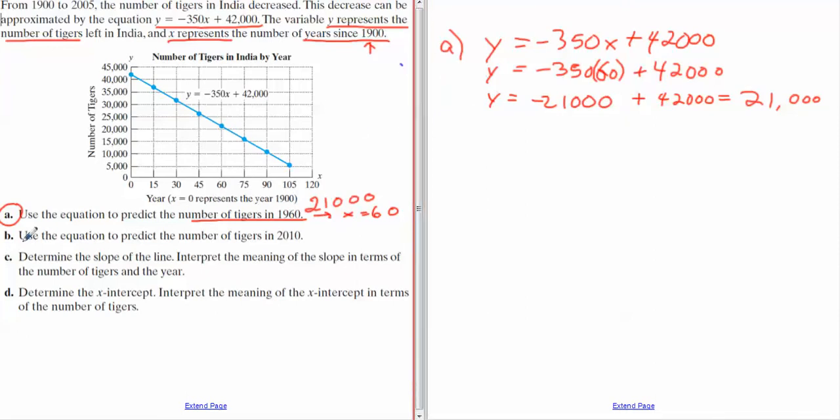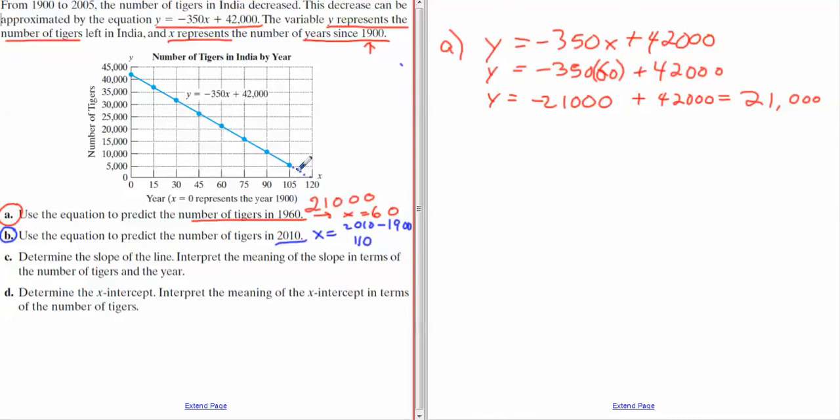Let me see, B now. Use the equation to predict the number of tigers in 2010. Well, that would be x equals 2010 minus 1900, because x is the number of years since 1900. So it's going to be 2010 minus 1900 equals 110 years. Well, 110 is not really represented here. We could probably estimate down here and assume that it's going to keep going like that.